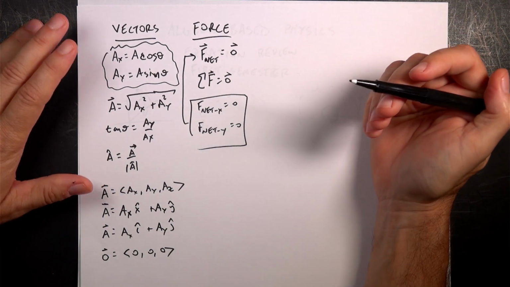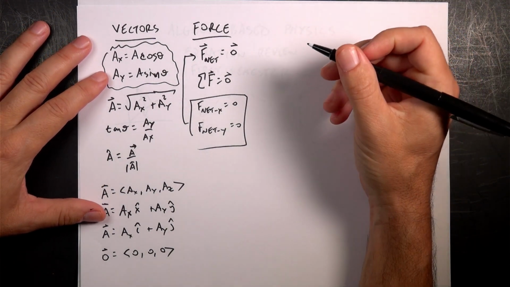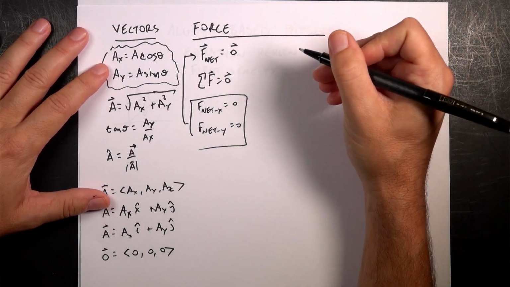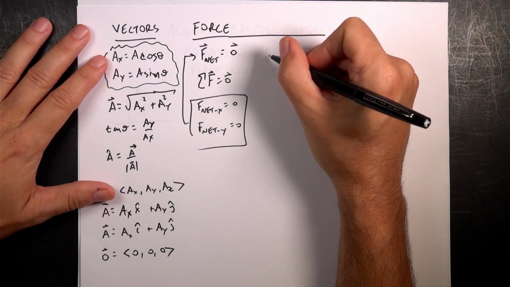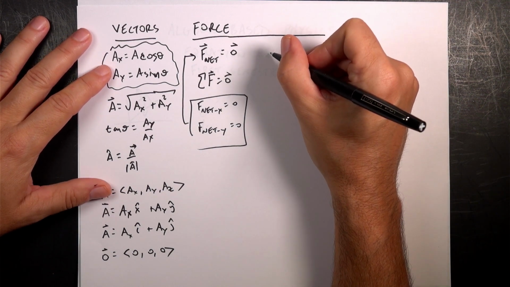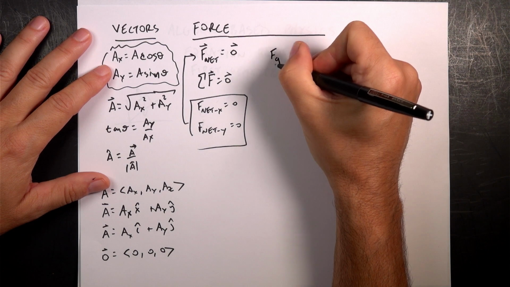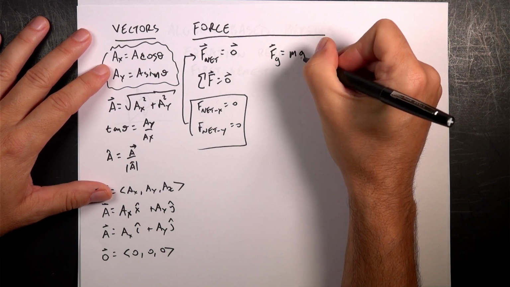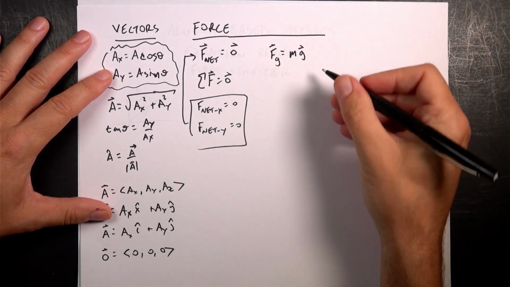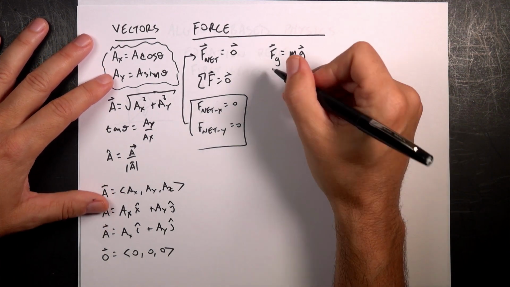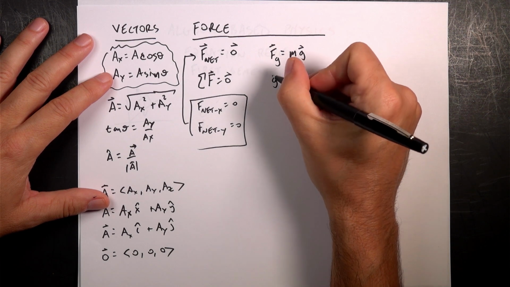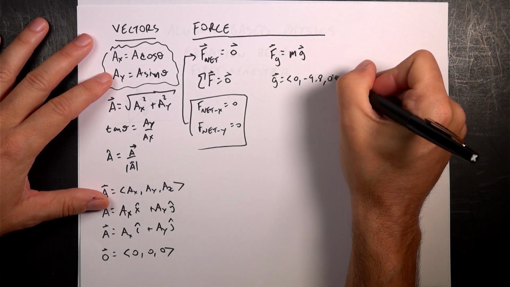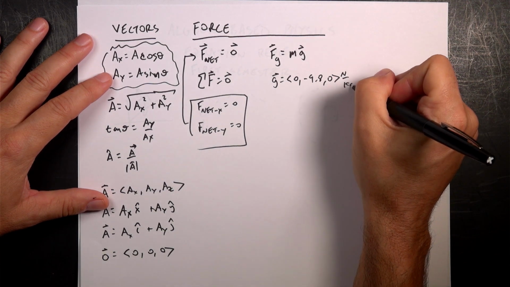Then what forces do you have? Okay, so the first thing that we have is gravity. On the surface of the Earth, the gravitational force, I'll call this Fg, is equal to mg. And I am writing that as a vector, where g is the gravitational field on the surface of the Earth. So g has a value of 0, negative 9.8, 0 newtons per kilogram.